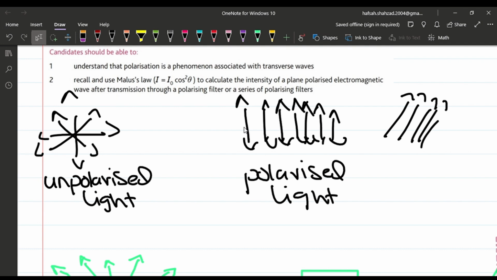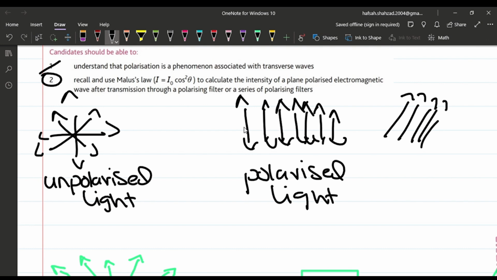So if an MCQ comes in asking what is one phenomenon that is only exhibited by transverse waves, or one phenomenon that differentiates transverse and longitudinal waves, you will tick the answer that states polarization. So polarization, option number 1, we have covered.